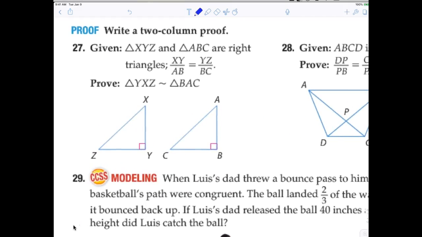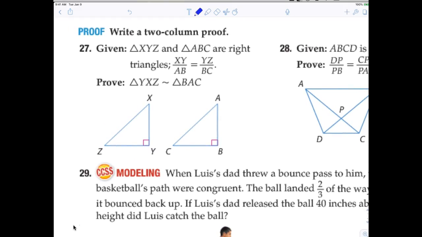Okay, let's take a look at 27. I don't think I want to write the proof for you, but we'll talk about it just to make sure. It says, given triangle XYZ and triangle ABC are right triangles, and then it says that XY over AB is equal to YZ over BC. Wow. So I don't even know why that's really a proof, right?